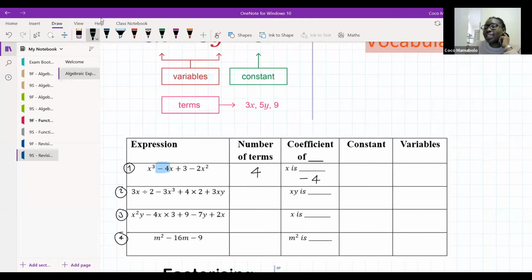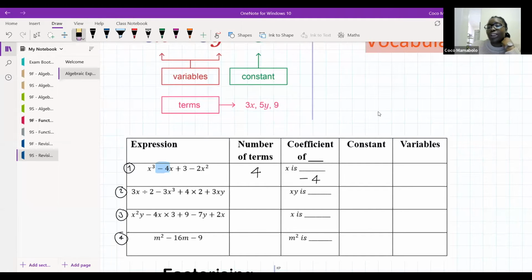Chief, we can't say that the coefficient of x is -2 because that is not x, it's x squared. Okay, so we need to remember the difference between x and x squared. The coefficient of x is -4. The coefficient of x squared is -2. There's a big difference there.